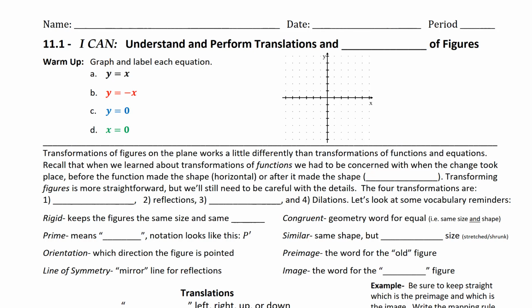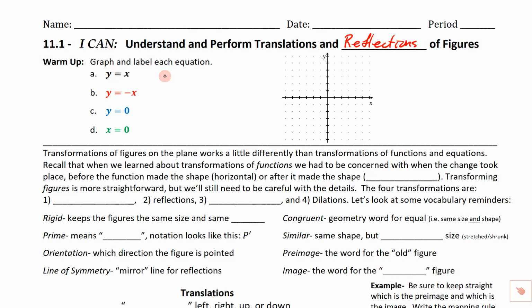Let's go ahead and get started with Unit 11. The I can statement today is I can understand and perform translations and reflections. So let's write the word reflections here. These are probably things that you've heard of before. You've maybe done these in a previous class, but let's make sure that we do this warm-up right here. There's some important things here.